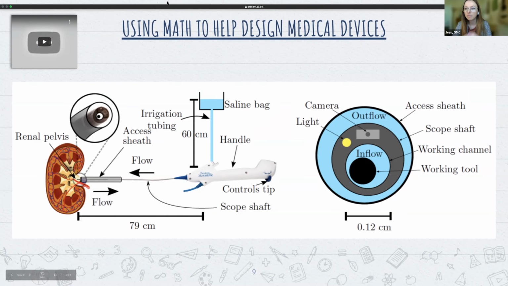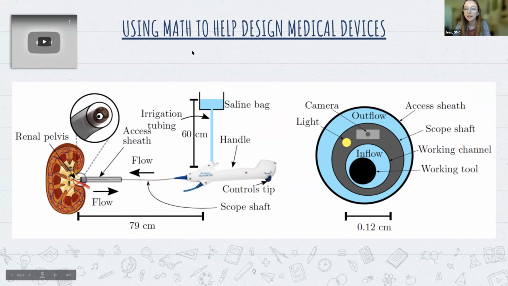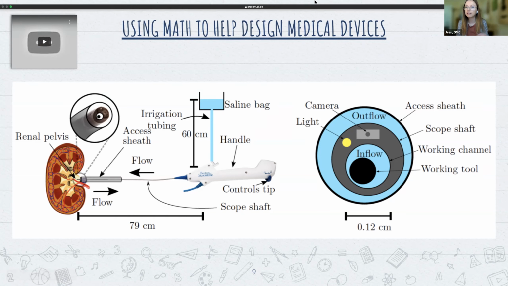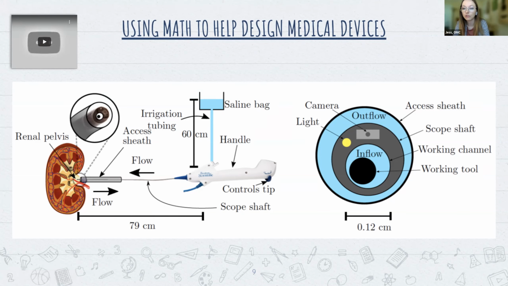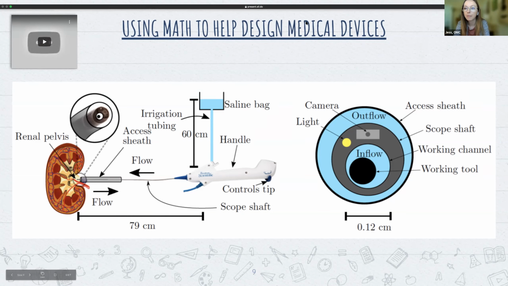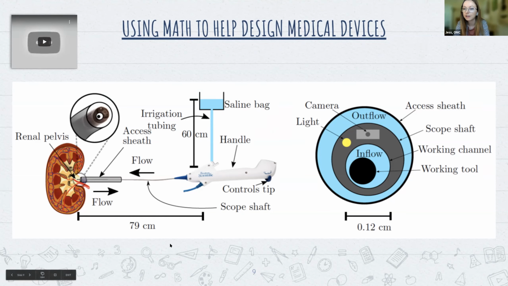In the PhD program that we did, every single project was sponsored by an industry sponsor. So some sort of company came to Oxford and presented a problem that they think mathematicians would be able to help solve. And the company that my PhD was sponsored by is called Boston Scientific Corporation, and they manufacture medical devices. A specific medical device that they manufactured is called a ureteroscope.